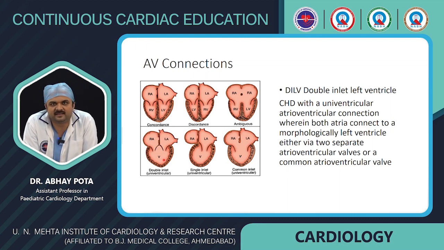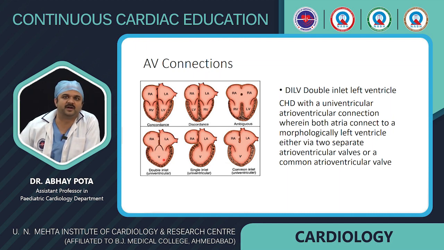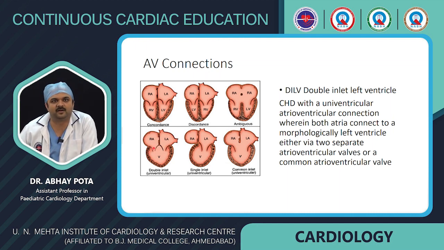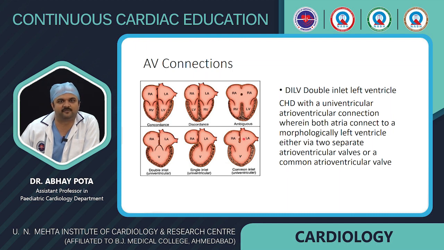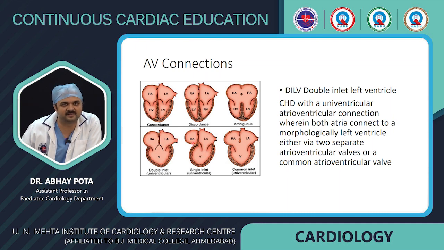Any congenital heart disease with a univentricular atrioventricular connection, wherein both atria connect to a morphological left ventricle either via two separate atrioventricular valves or a common atrioventricular valve. These both are examples of double inlet left ventricle. Then this is single inlet, that is univentricular circulation, single inlet connection. What is single inlet? This is case of tricuspid atresia. LA is connected to LV via this valve, while tricuspid valve is absent.